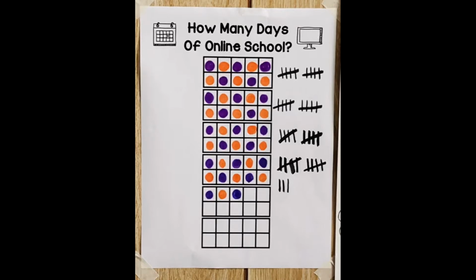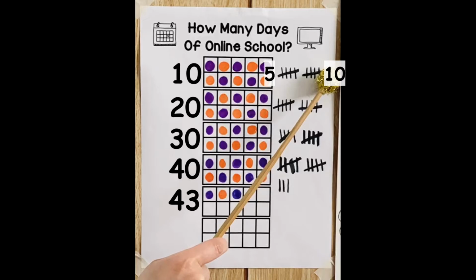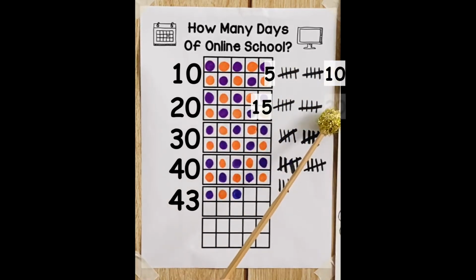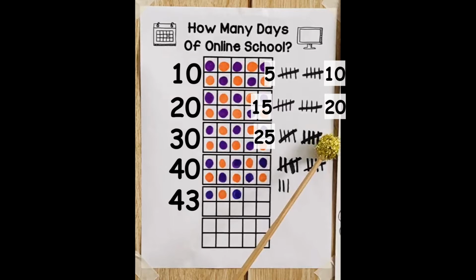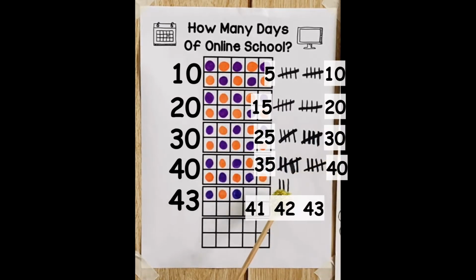We can use our 10 frames to help us count by tens. 10, 20, 30, 40, 41, 42, 43. Wow, 43 days. We can also use tallies to count by fives. 5, 10, 15, 20, 25, 30, 35, 40, 41, 42, 43. Great job learning for 43 days.